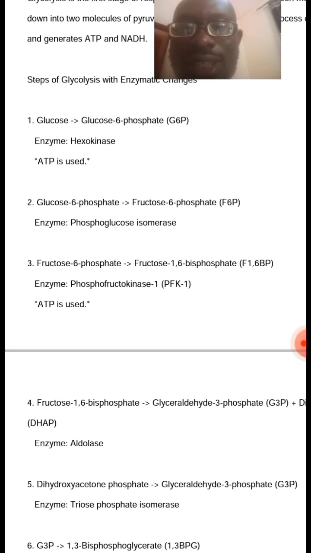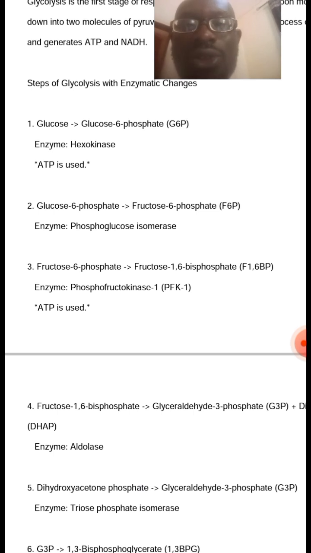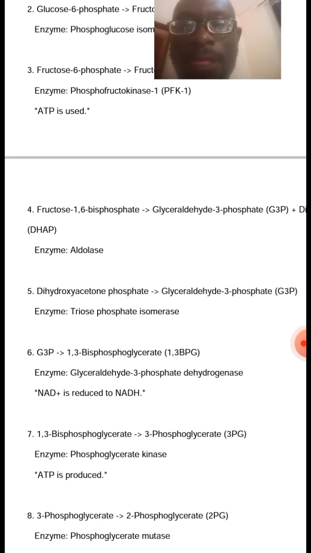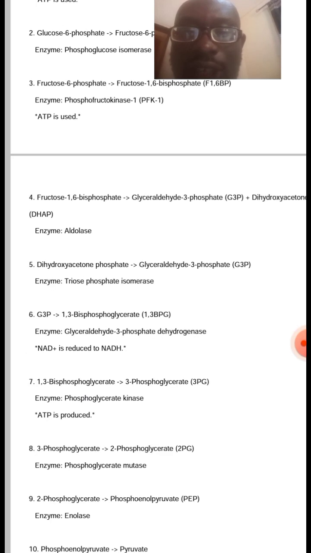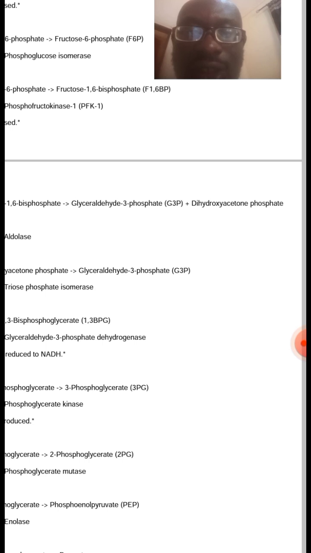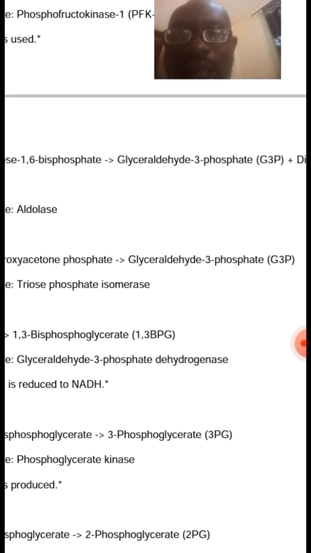So you can see that in step 1, ATP is used, but ATP is not used in step 2. ATP is used in step 3. So put that in your mind, that in step 1 and in step 3, ATP is used. Then in step 4, the fructose 1,6-bisphosphate is transformed through a series of biochemical reactions into G3P, which is glyceraldehyde 3-phosphate, and DHAP, which is dihydroxyacetone phosphate, and the enzyme responsible is aldolase.